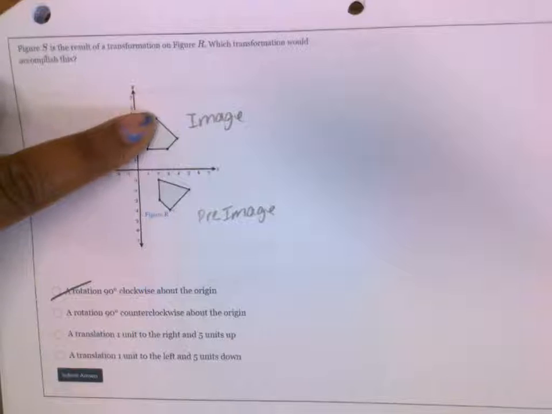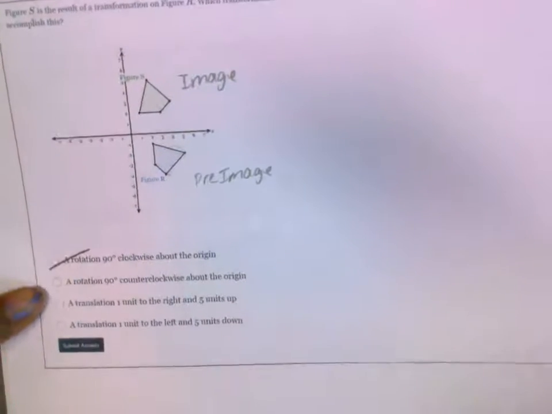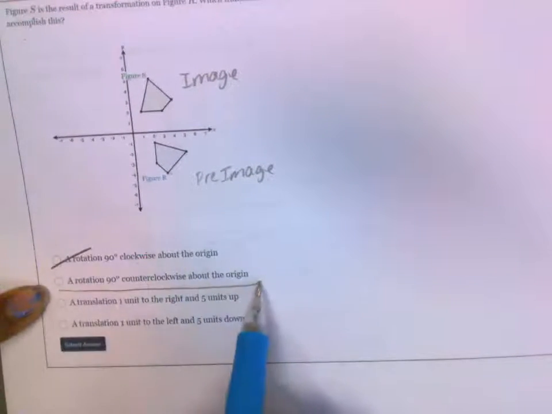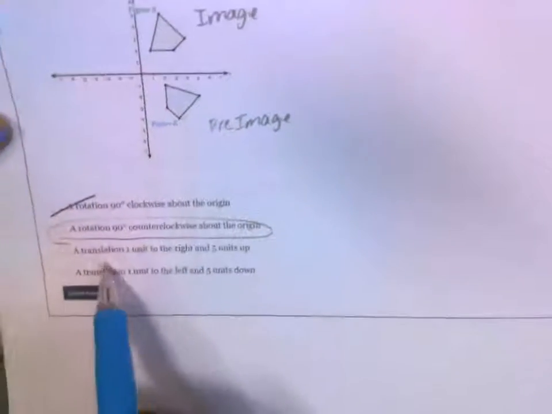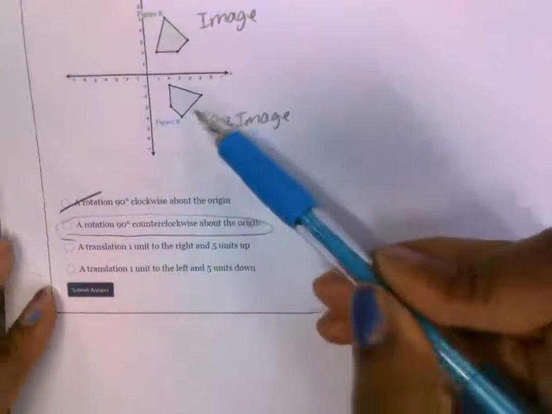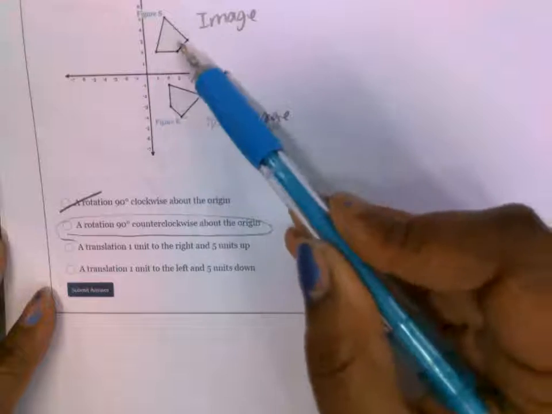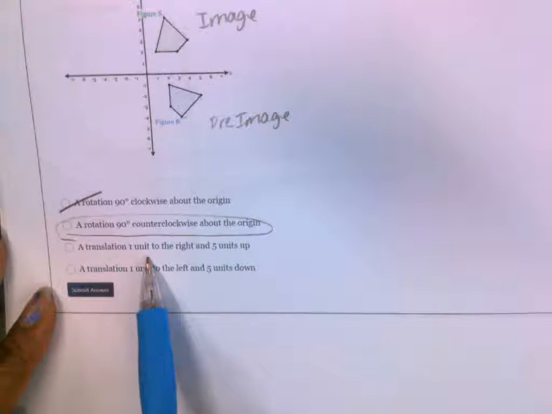Notice the shape of it. Okay, so let's see if it looks like this. And it absolutely does look like this. So this is the best answer here. It's not a translation. It's not just sliding because it looks like it turned. It's not in the same direction. So it's definitely not a translation because the object has turned. Okay, so these are not good answers as well. So the best answer is going to be rotation. Okay.